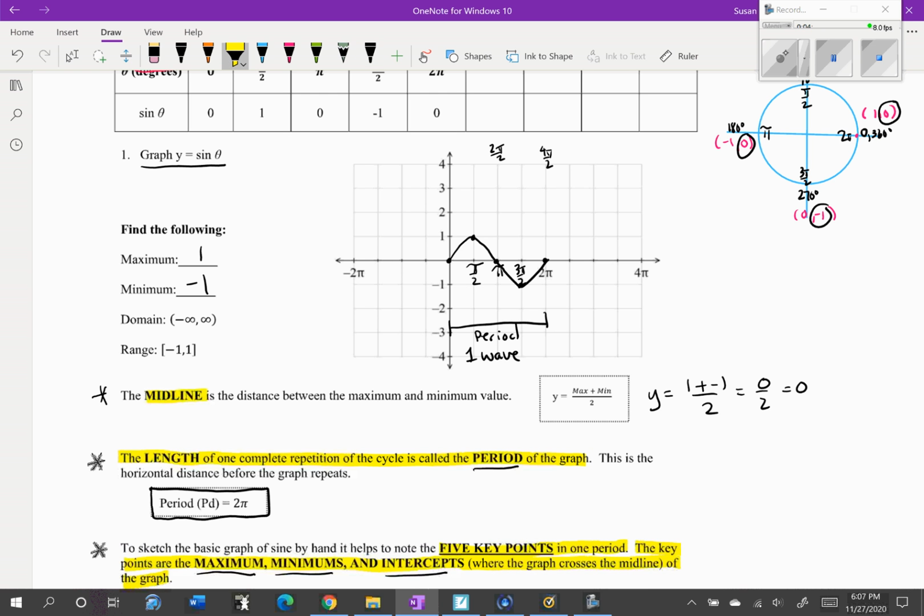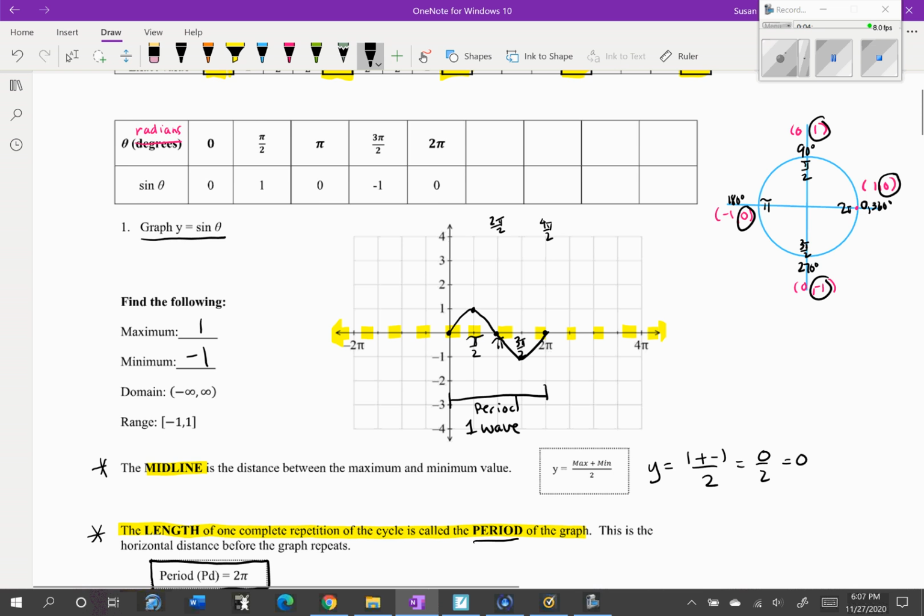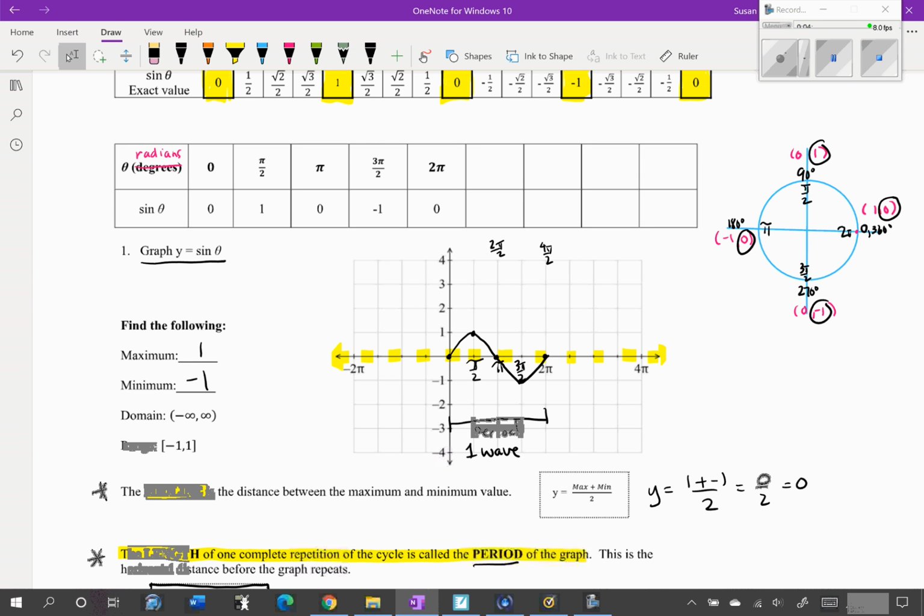I always like to graph that on my graph because I should know that my graph should oscillate back and forth between this midline. If it doesn't look like it's the same distance above and below, then you need to look at your graph. We can keep going on our graph because remember it keeps repeating. So let's now write another wave. To write another wave, I'm going to continue my key points by continuing to add pi over 2. If this is 4 pi over 2, the next one would be 5 pi over 2.